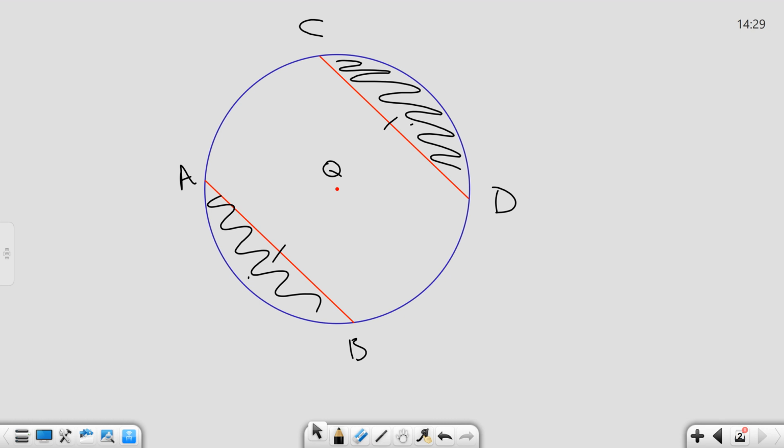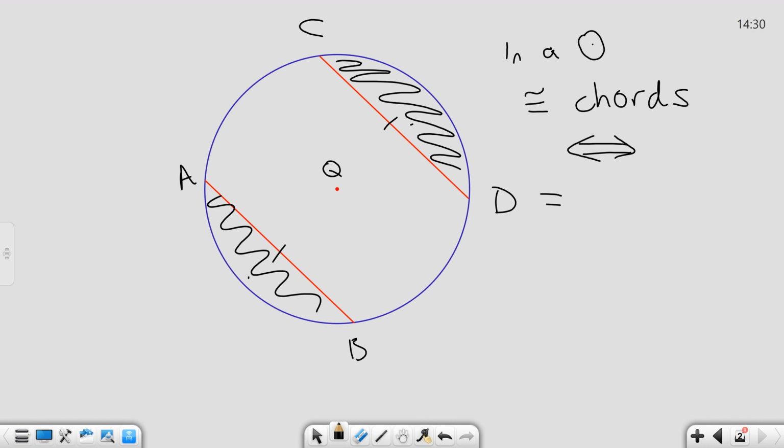Getting all the tricky things and missing the obvious one. What can you tell me about arcs A, B, and CD? They're equal. Is that so obvious you missed it? Yeah. So we get a little theorem here that says in a circle, congruent chords, congruent arcs.